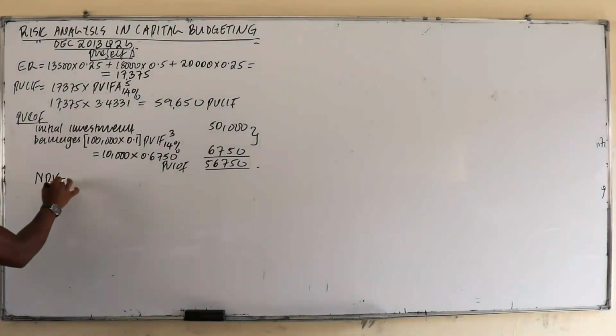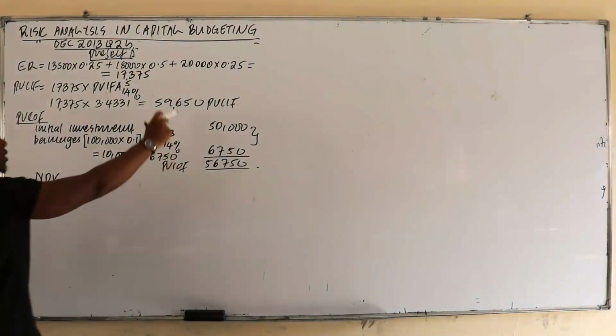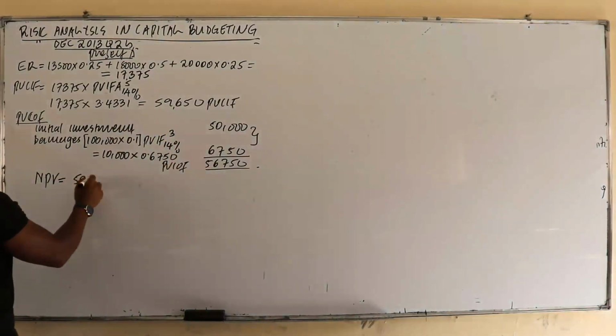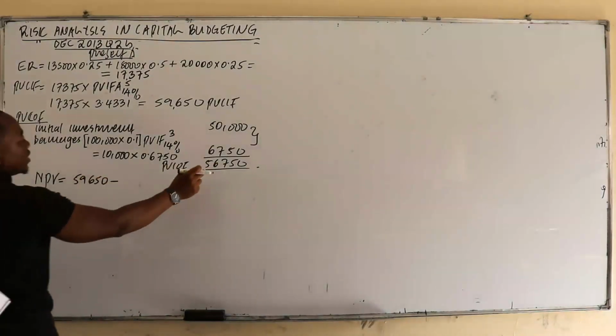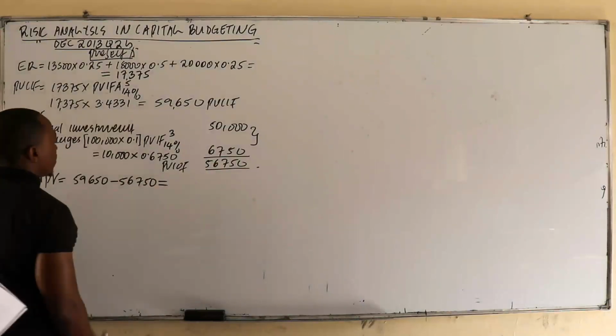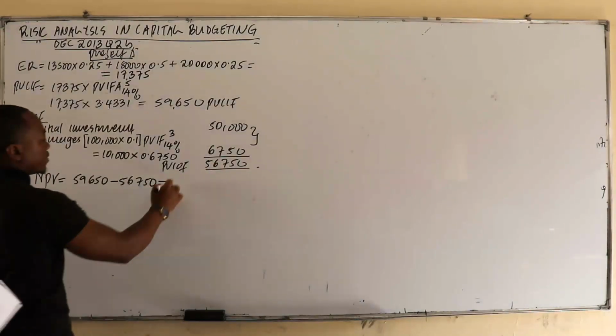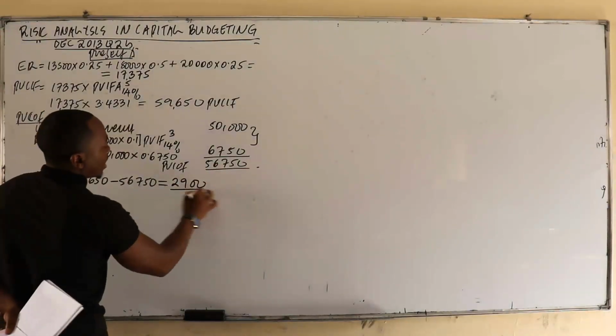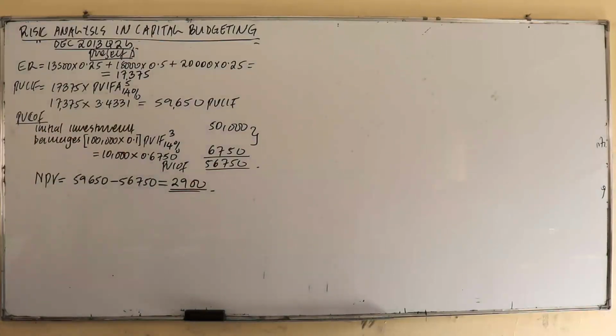NPV is the present value of cash inflow, which is 59,650. You minus the outflow 56,750. What do you get? 2,900 or 2.9 million. Is project A viable? Yes. After taking into consideration of the risk factor, still the NPV is positive. So that project is viable. They should undertake the project.